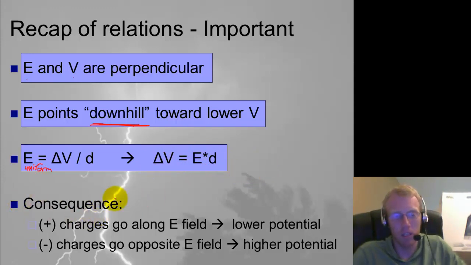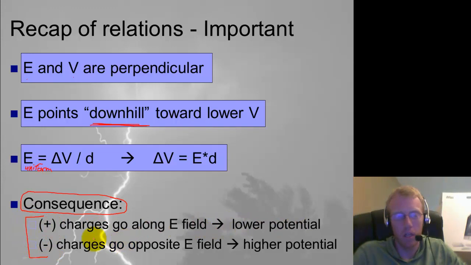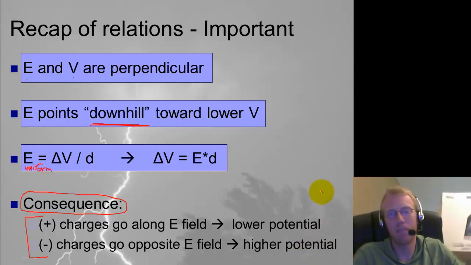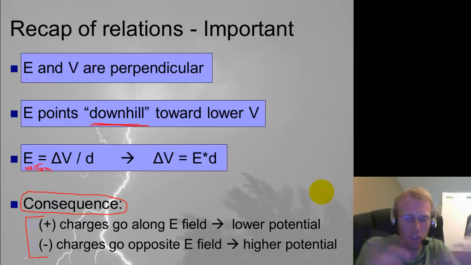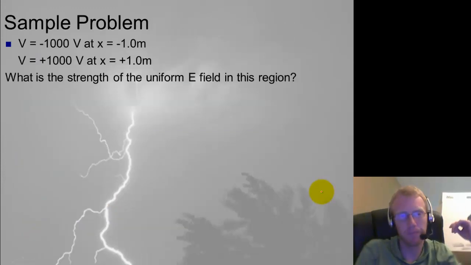Cool. So some consequences that we've already talked about but are good to put into your memory bank. Positive charges go with the E field towards lower voltage, and negative charges naturally go opposite the E field towards higher voltage. So if you drop a negative charge into a voltage situation, it'll zoom towards the highest voltage. If you drop a positive charge, it'll zoom towards the lowest voltage. Just like if you drop a ball on a hill, a ball with positive mass will roll downhill towards the lowest height. And if you could wrap your head around a ball with negative mass, it would float upward to the highest point possible.